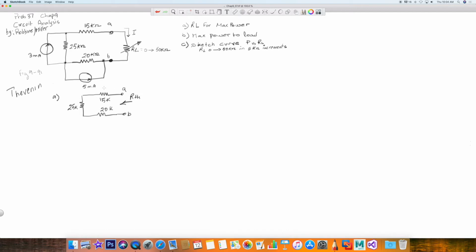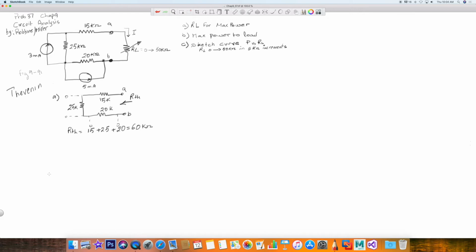What is the internal resistance of the system? Now remember, I've opened the current source here, and I've opened the current source right here as well. So now looking at the circuit, what you're seeing are three resistors in series. So RTH is going to be equal to 15 kilo ohm plus 25 kilo ohm plus 20 kilo ohm, and that is equal to 60 kilo ohm.